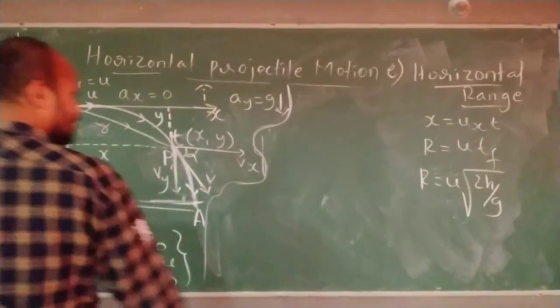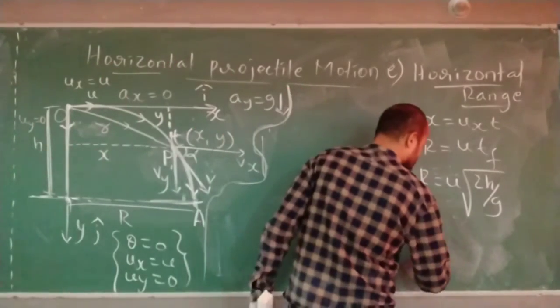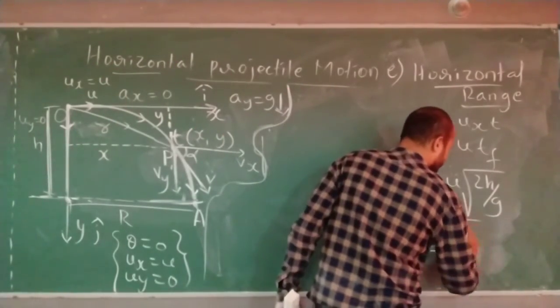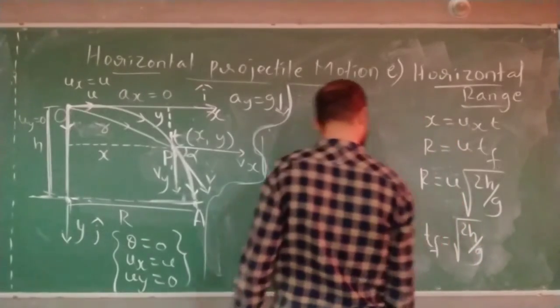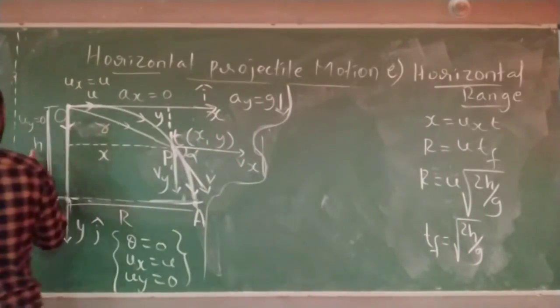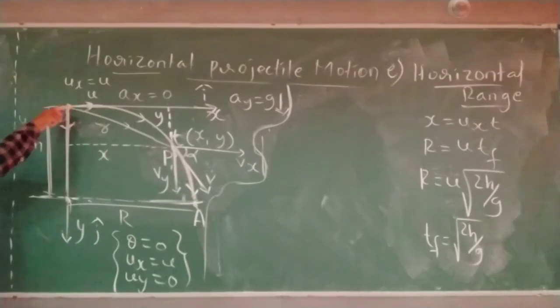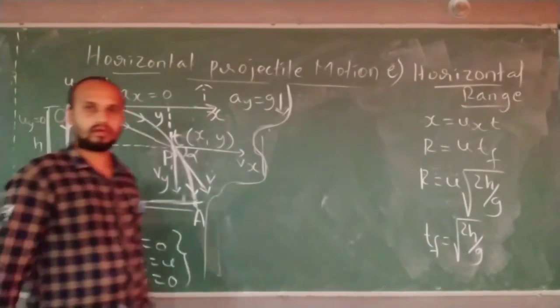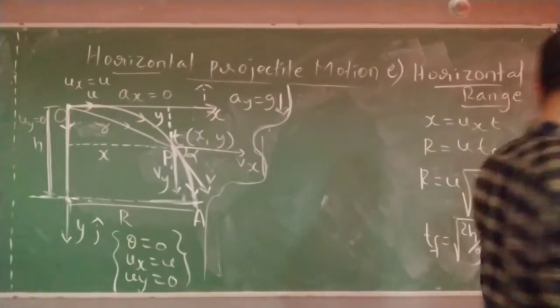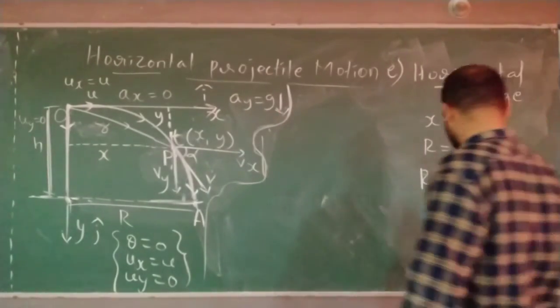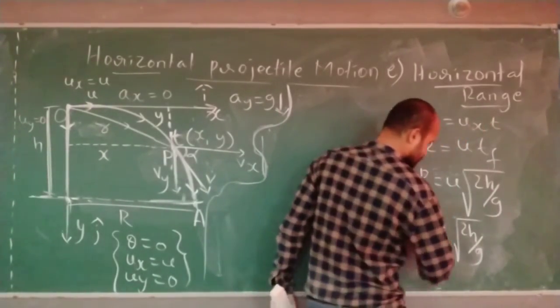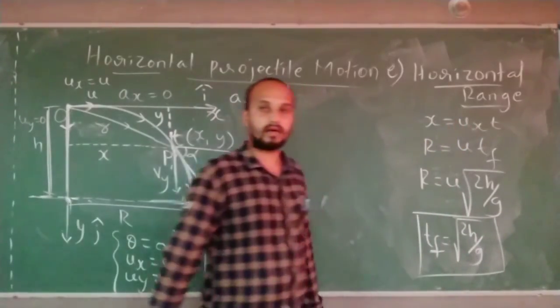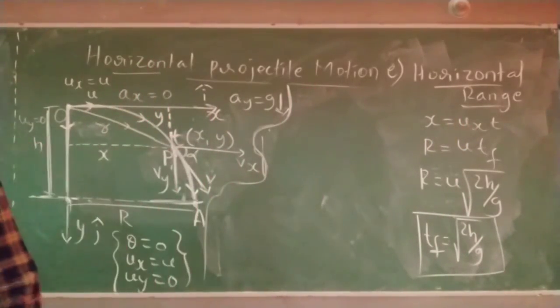Because tf is root of 2h by g, where h is the height of the projectile from which I am making the projection from the ground. Got it now? This will be the time of flight.